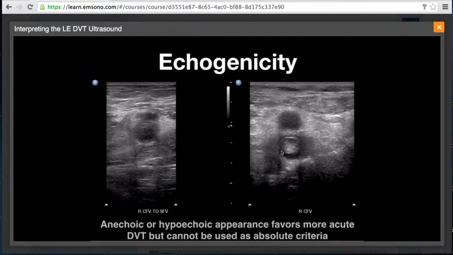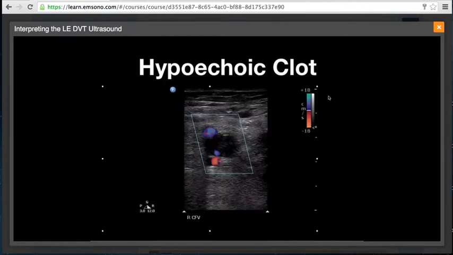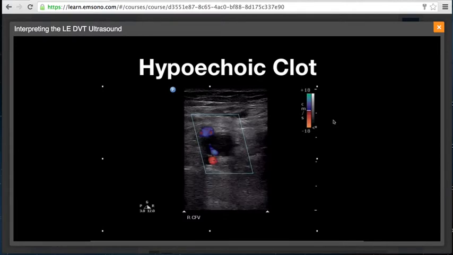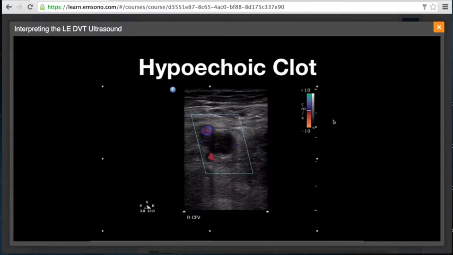Now, the echogenicity of a DVT may vary. An anechoic or hypoechoic appearance, like you see here in the right common femoral vein, favors a more acute DVT, but this is not an absolute criteria. Here you've got a patient that has a very hyperechoic thrombus within the lumen. Here's a patient that has a relatively hypoechoic appearing clot within their right common femoral vein.